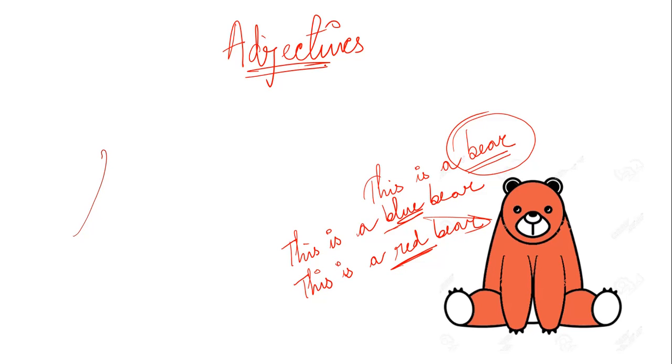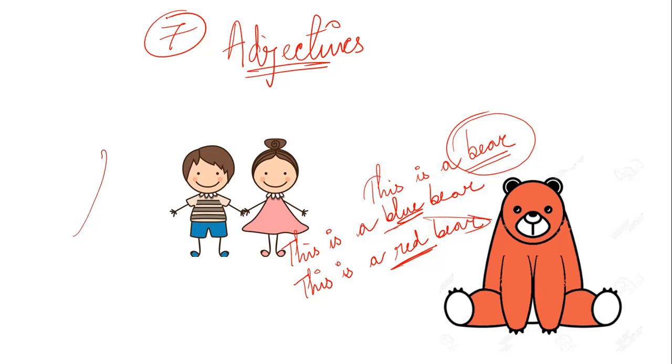So these are called adjectives, and that's the topic of our lesson today. Adjectives. So adjectives are nothing but describing words. They describe a noun or a pronoun. So an adjective is a word which is used to add something to the meaning of a noun or a pronoun.